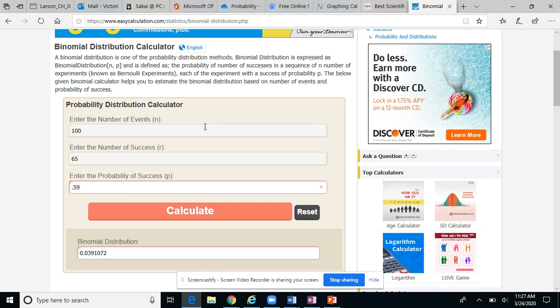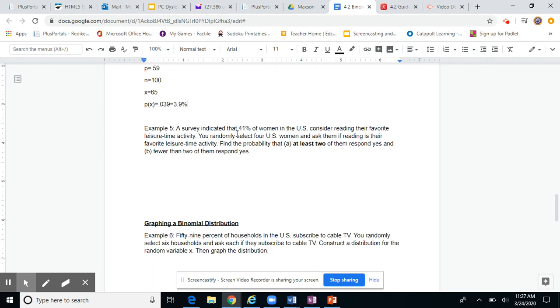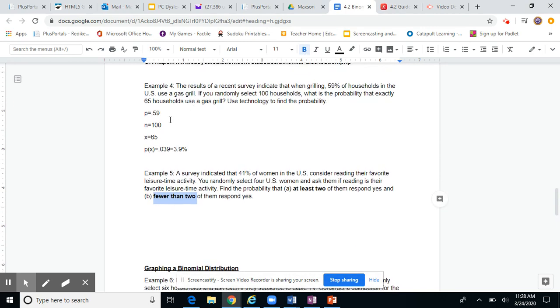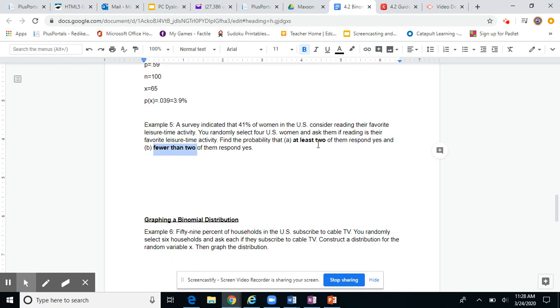So now the next question. It says a survey indicates that 41% of women in the US consider reading their favorite leisure time activity. You randomly select 4 US women and ask them if reading is their favorite leisure time activity. Find the probability that at least 2 of them respond yes, and then fewer than 2. So these are some key words. Now our success is not going to be based on one number. Like here, it just said exactly 65. If it says exactly a number, there's only one number that x can be. Here, with at least 2, x can be multiple numbers.